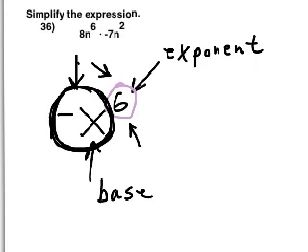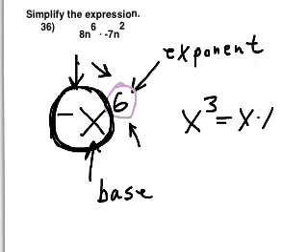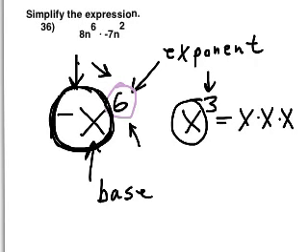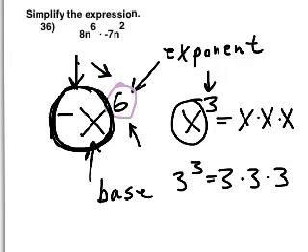Alright, so let's say we have x to the 3rd power. Well, what it means is it's x times x times x. That's the definition of it. It's whatever the base is times itself the number of times of the exponent. So if you have 3 to the 3rd power, for instance, it's 3 times 3 times 3. 3 times 3 is 9, 9 times 3 is 27, so 3 to the 3rd power is 27. With numbers you can figure it out.